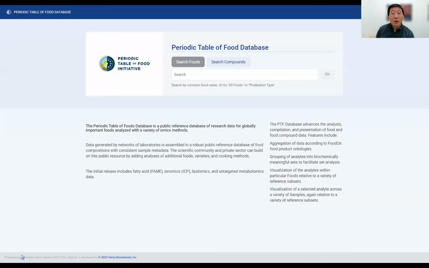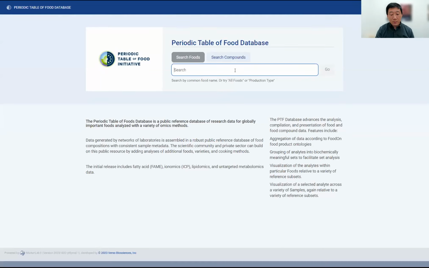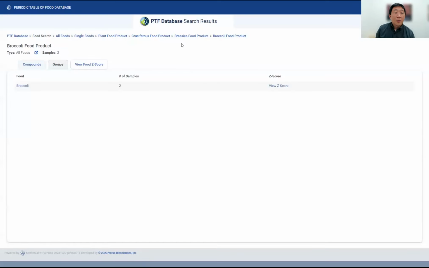So what you see on screen is the Marker Lab interface for the PTFI database. And this is an interface that's been developed for a research audience. It's configured with visualizations and groupings and comparisons that we expect to be valid. So as an example, we're going to start with some data that we have on broccoli. All of our food is organized ontologically. So broccoli is a cruciferous plant in the Brassica family. And by organizing it ontologically, this allows us to aggregate information about food's composition into meaningful groupings, like the abundance of a certain compound in plants or in Brassica.